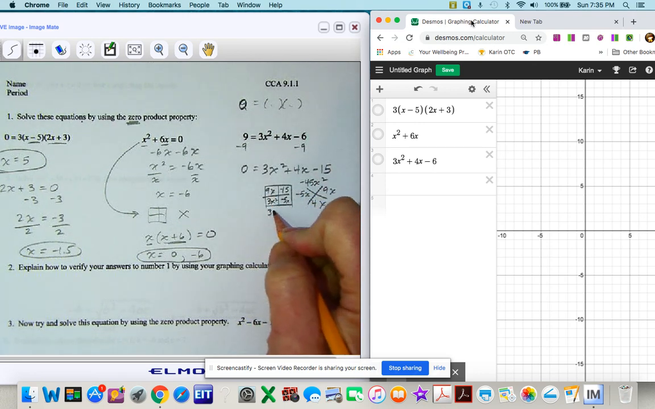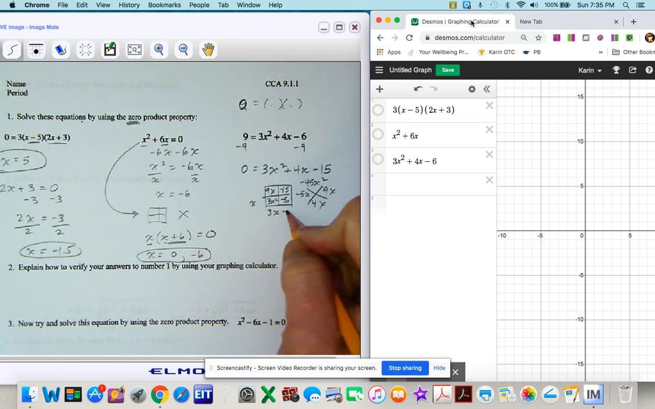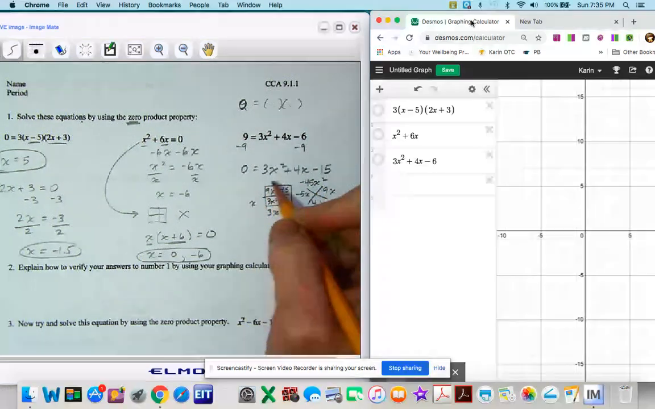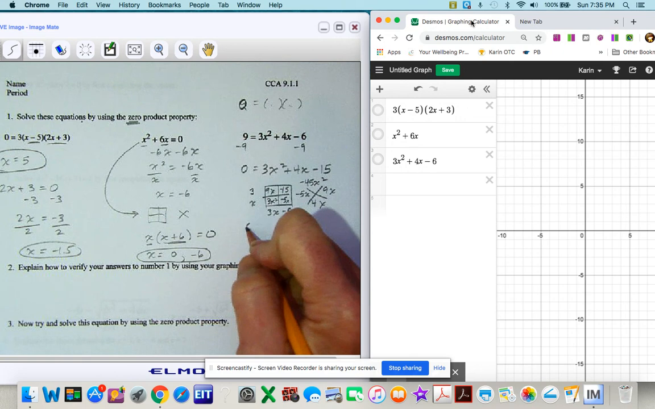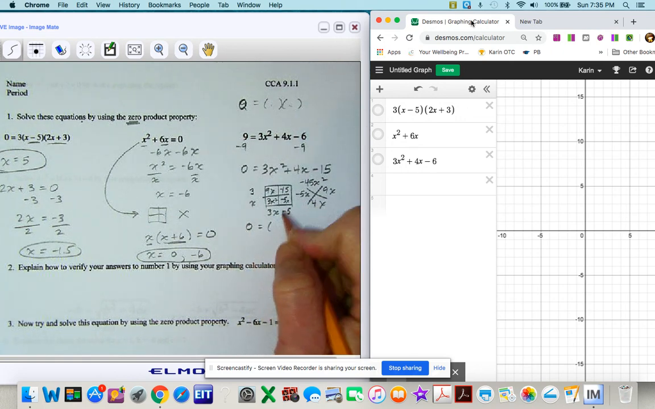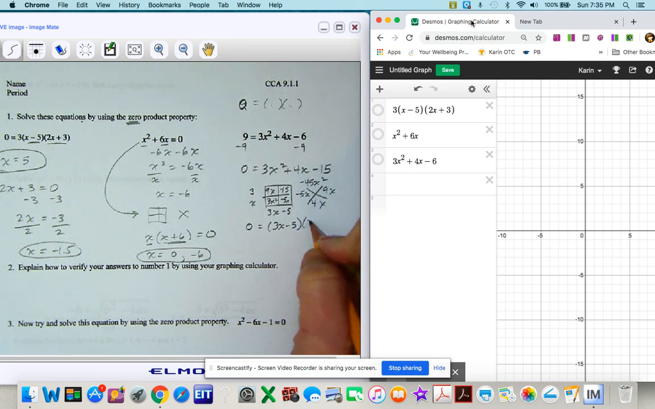So 3x here, x minus 5. Let's see, I need a 3 here. Okay, so now I'm writing it 0 is equal to 3x minus 5 times x plus 3.